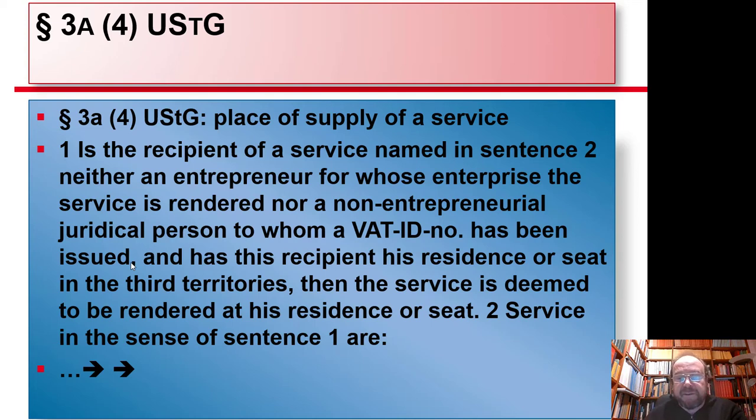If the recipient of a service is a private person, and if that private person has his residence or seat in a third territory, yes, Switzerland, then the service is deemed to be rendered at his residence or seat. So then the place of supply would be where our customer lives. That would be at Zurich. But the condition is that the service which is rendered is named in sentence 2. So let's read sentence 2.